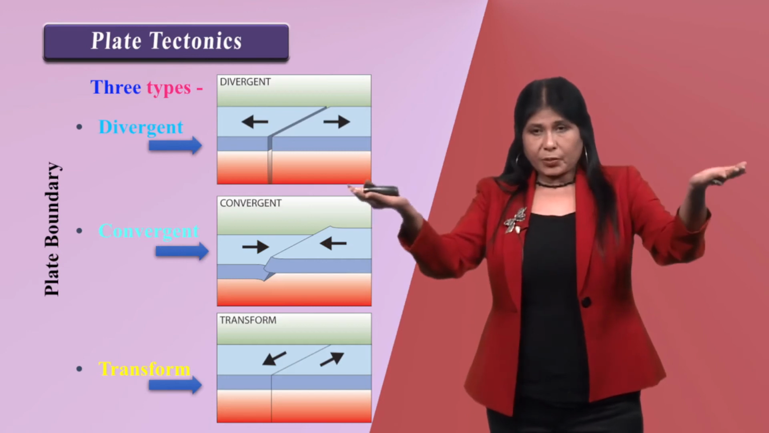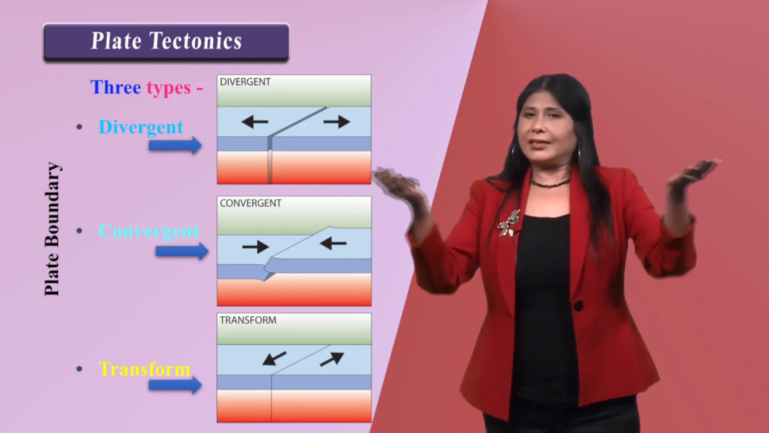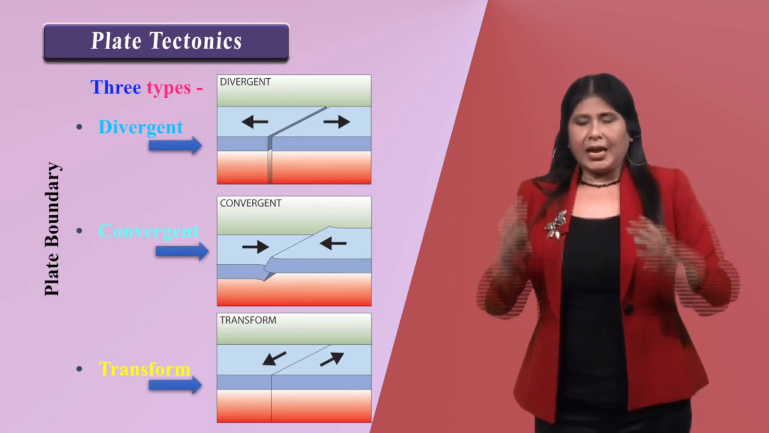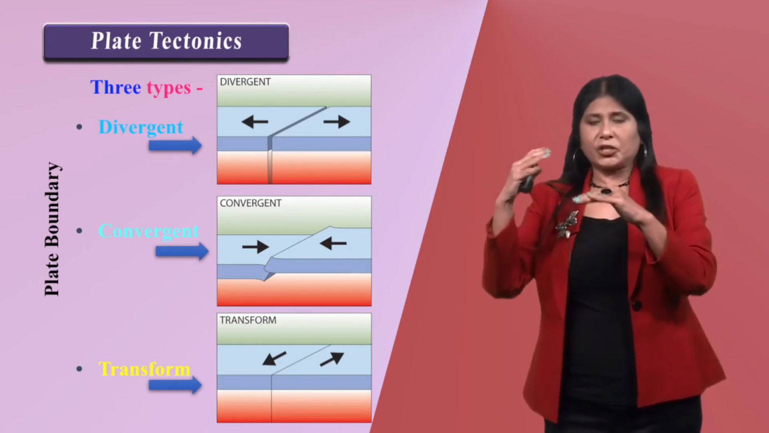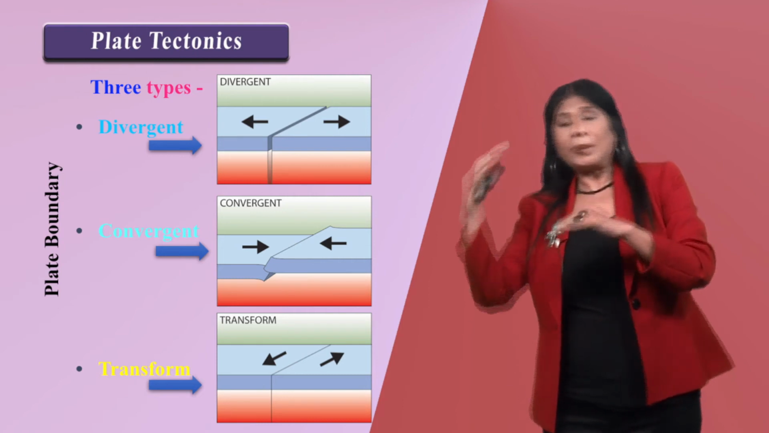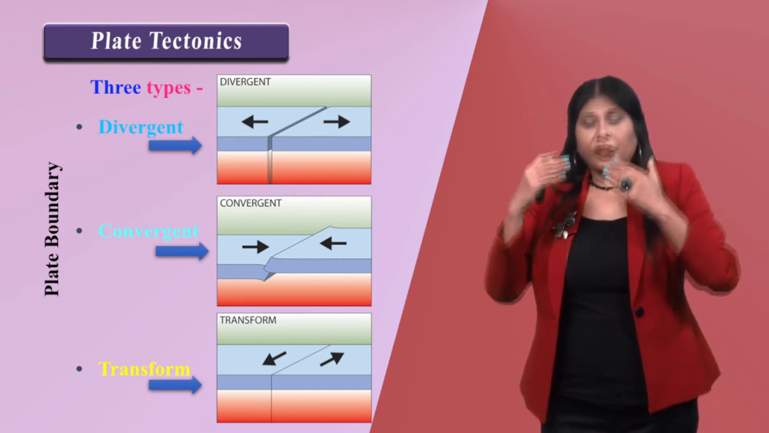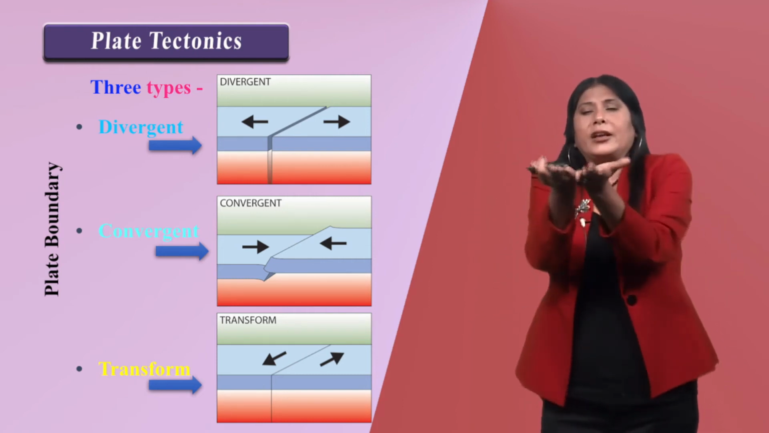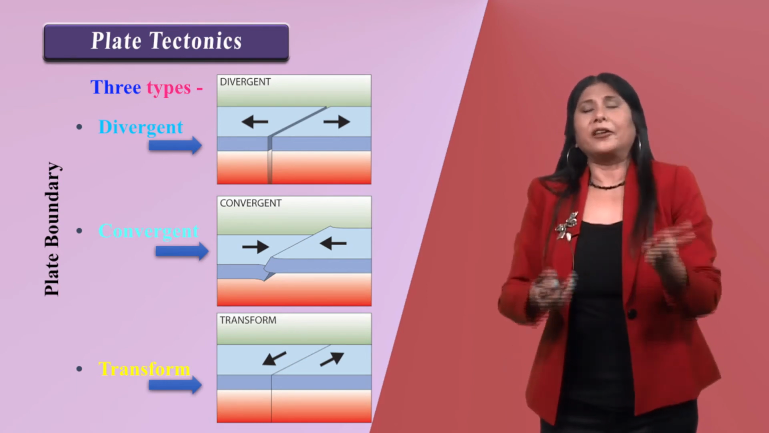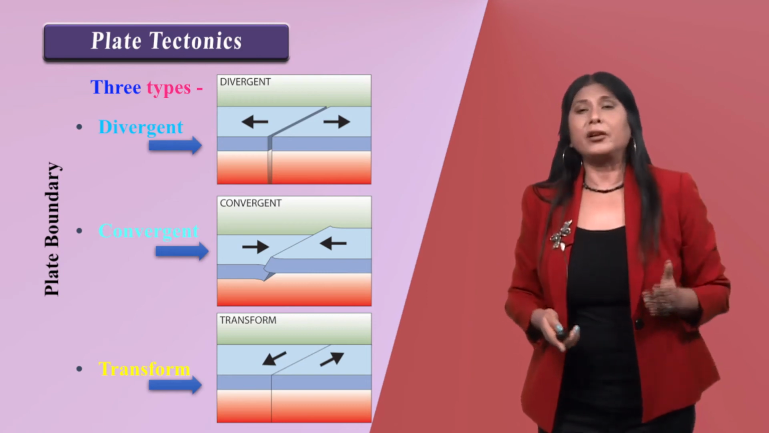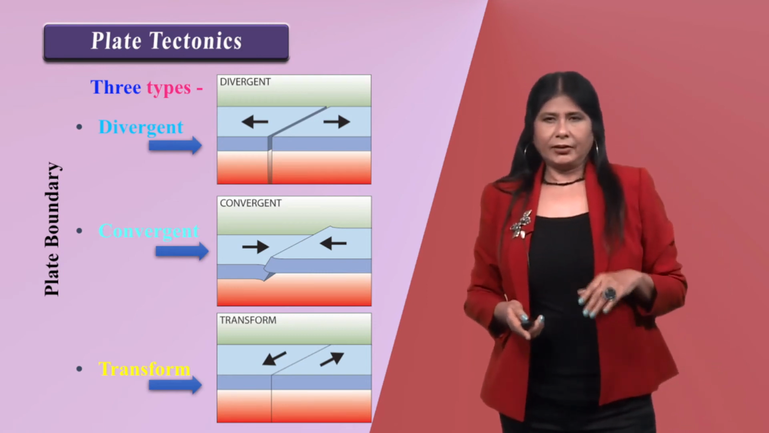The divergent or spreading boundary, which occurs in the center of the oceans. The subduction boundary, which occurs at the junction between one plate and another. And the third one is called the transform boundary. They just slide past each other and are found all along the central ridge. The three types.